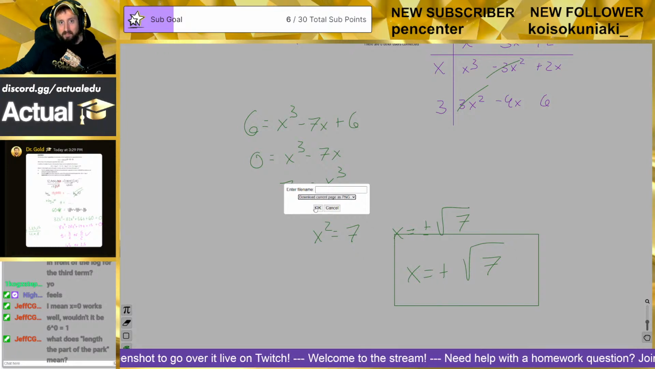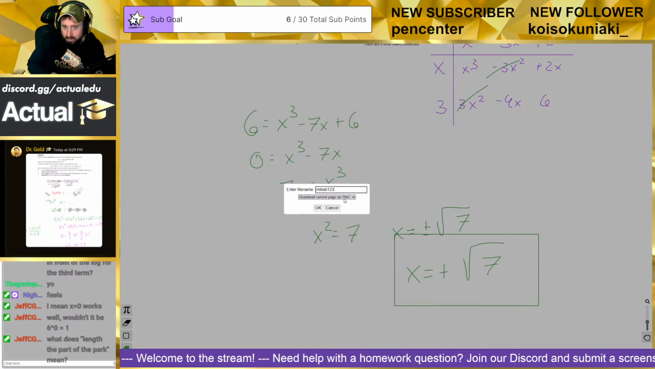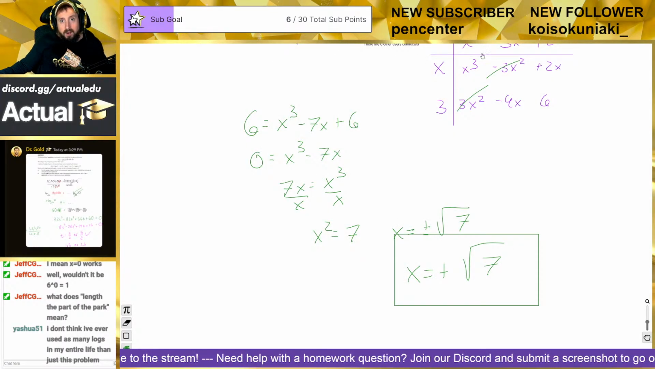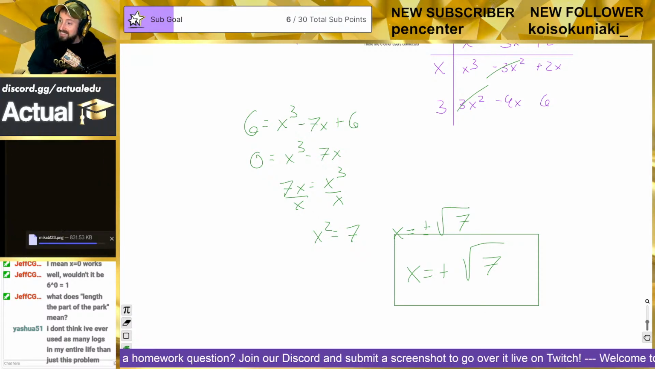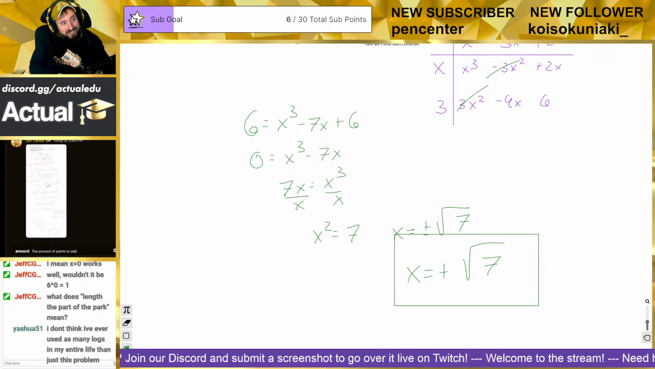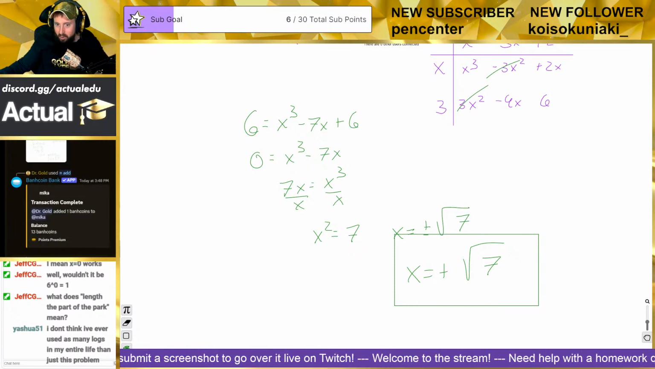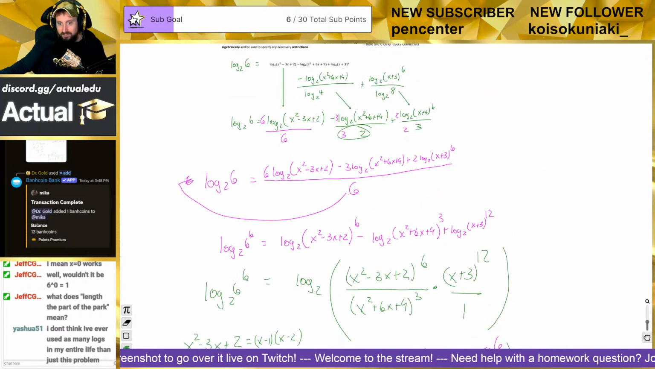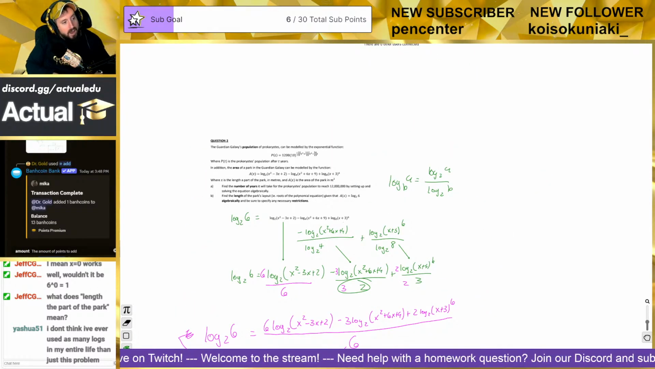What does length, the part of the park, mean? I don't know. We'll go see it. One sec. Okay. Yeah. Mika, and this was part B. Or whatever. I don't think I've ever used as many logs in my entire life. I don't think I have either, honestly. Again, I think it's fun. It's cruel, but it was fun. Because I thought it was cool to go through and remember all the logarithm rules and then factoring and stuff. Yeah, it's cool. All right, awesome.